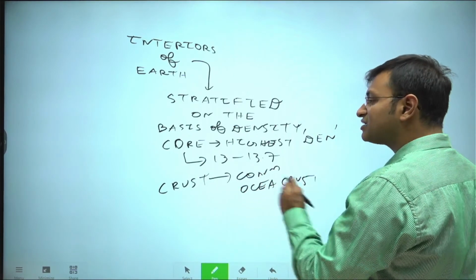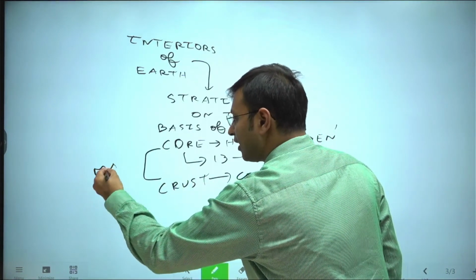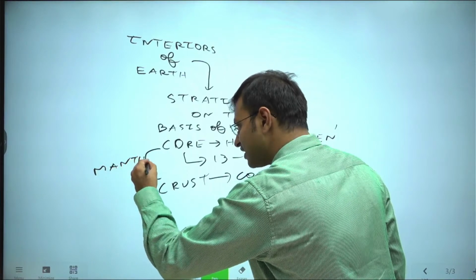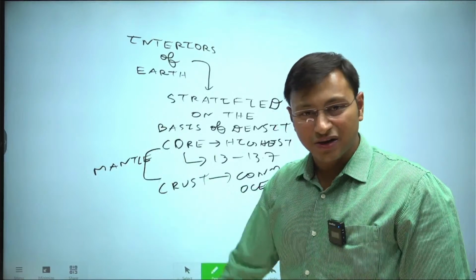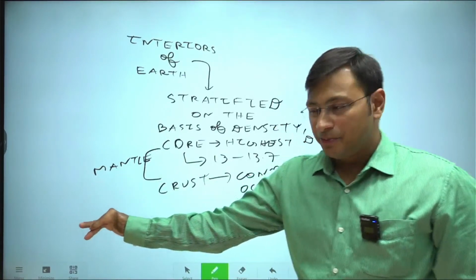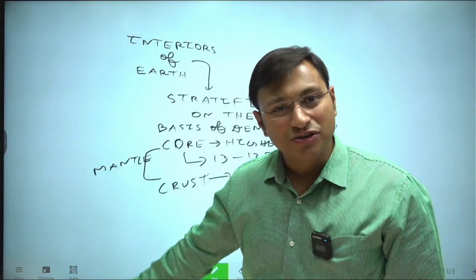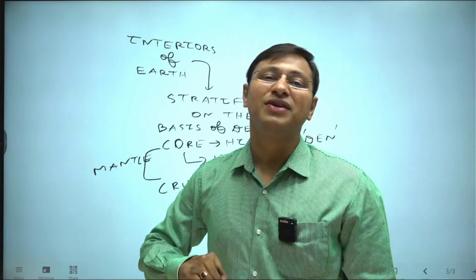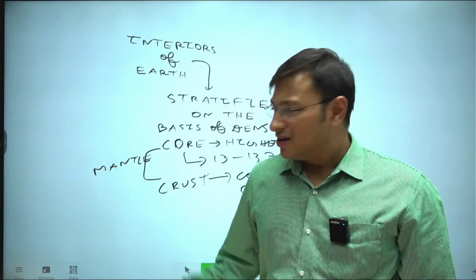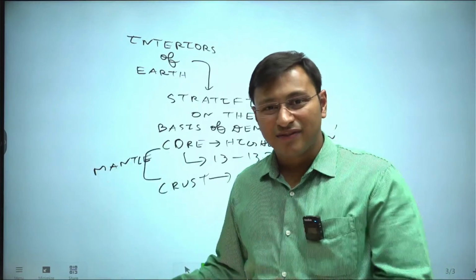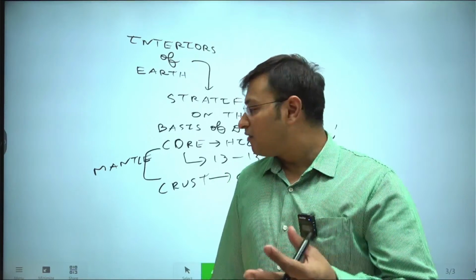In between the crust and the core, you have another layer called the mantle. I'm deliberately not discussing this layer now because for that I will be needing some knowledge of the minerals, so we will venture into that too. And mind you, the mantle will account for roughly 60% of Earth's volume and roughly 80% of Earth's weight.